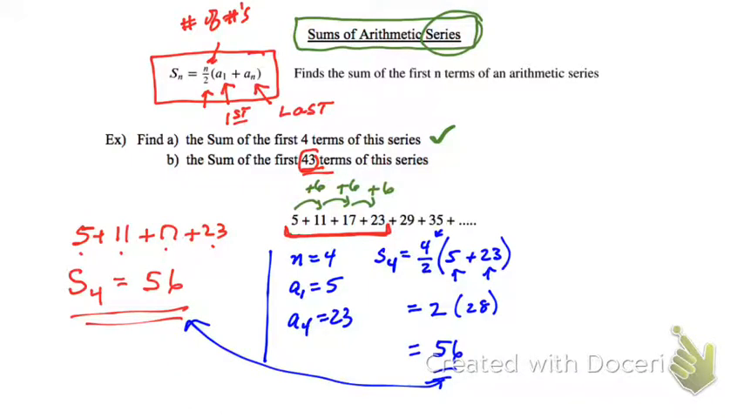Now what's the benefit of this formula? I didn't have to know any of the numbers in between, so I didn't have to know the 11 and the 17. So now let's look at how we would add up the first 43 numbers in this list. You may want to pause it here if you need to catch up with your notes, I'm going to clear all this off.